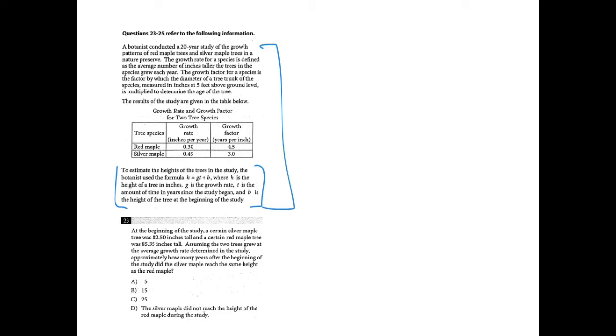So the question reads, at the beginning of the study, a certain silver maple tree was 82.5 inches tall, and a certain red maple tree was 85.35 inches tall. Assuming the two trees grew at the average growth rate determined in the study, approximately how many years after the beginning of the study did the silver maple reach the same height as the red maple? So we want to underline growth rate, and underline our variable for growth rate. For this question we can now ignore this, just to make life easier.